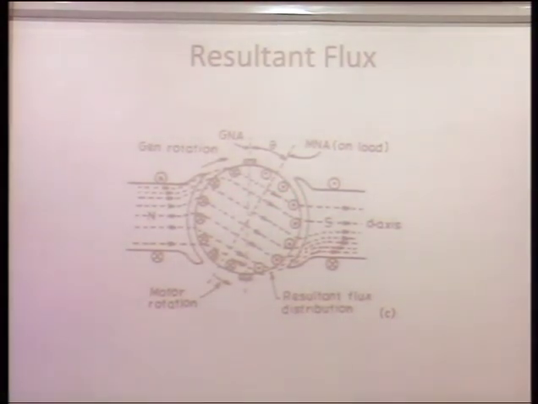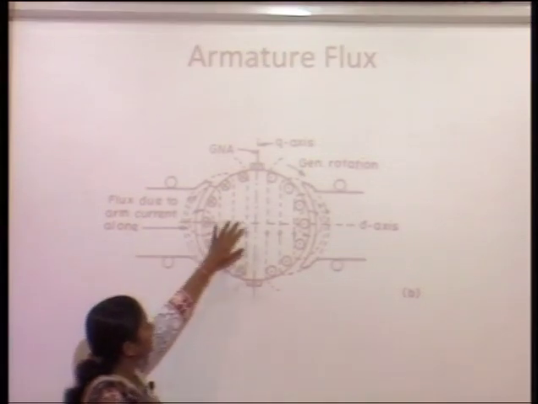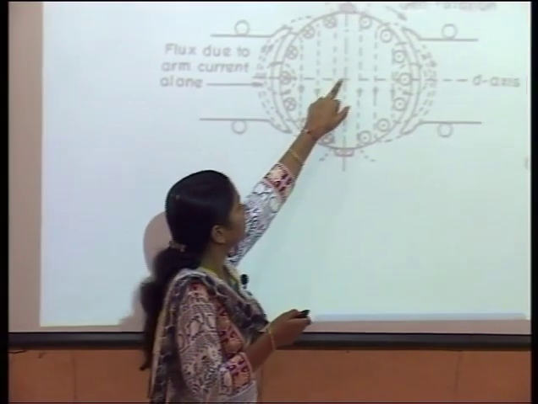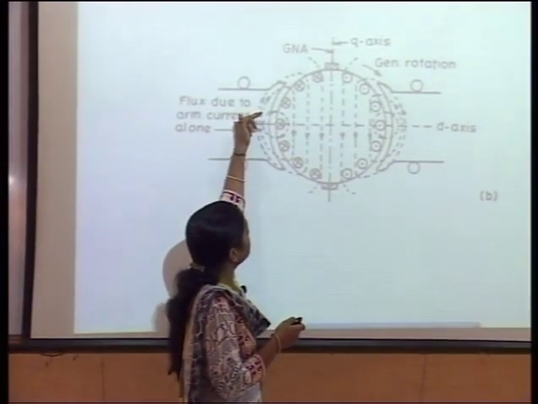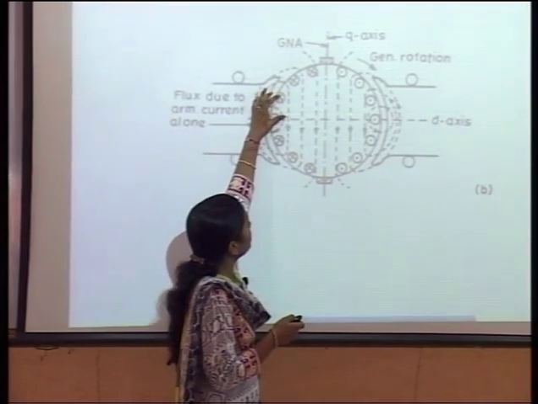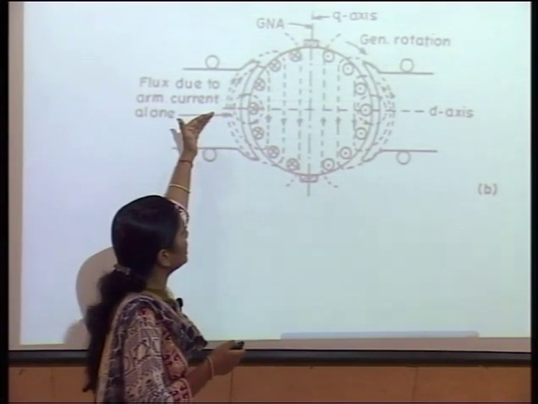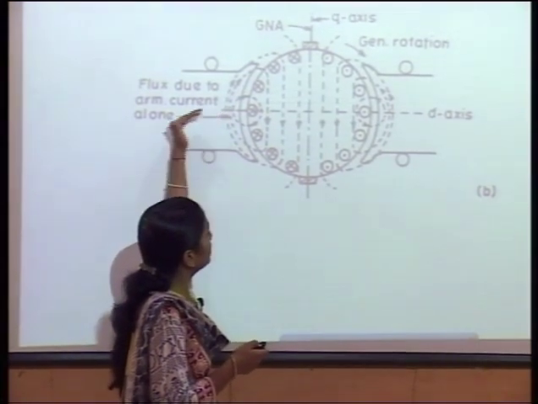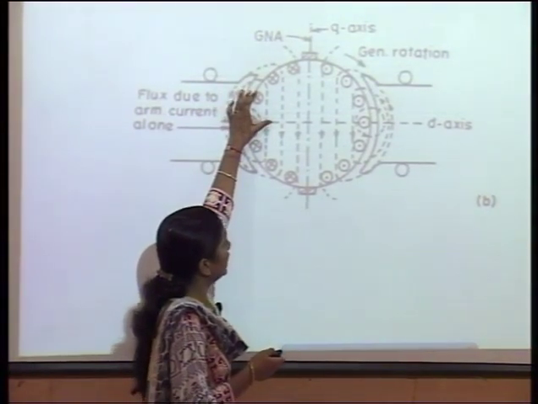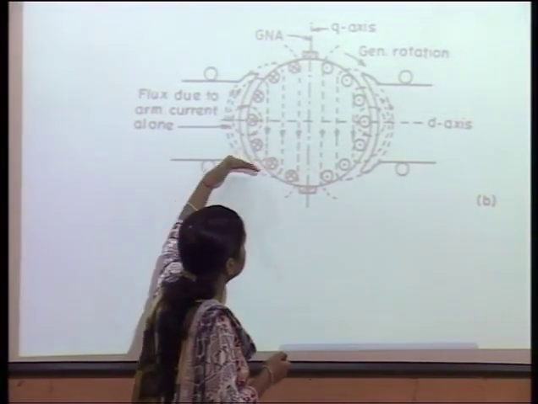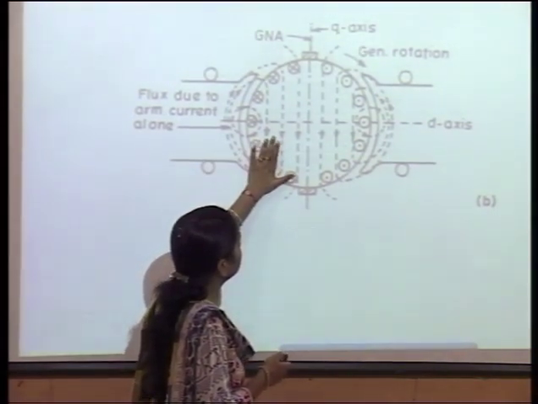If I consider the effect, in this quadrant, that is the left top corner, the flux is in the same direction. Here the flux density is increased because the direction of flux produced by the armature and the direction of flux produced by the field are the same. So flux density is increased in this half, and in this half the flux is opposite to the field flux. That is why the flux density is decreased here.